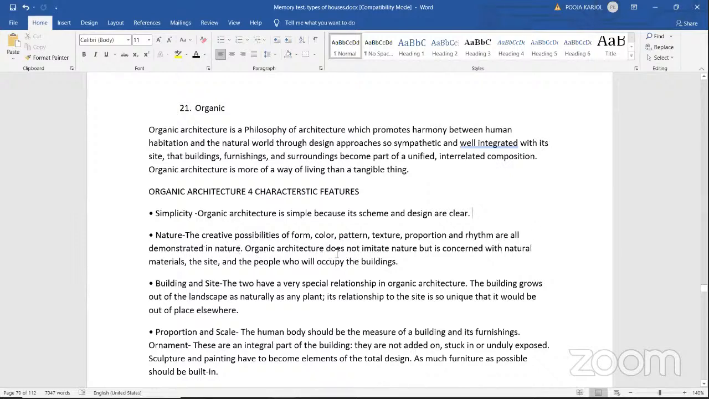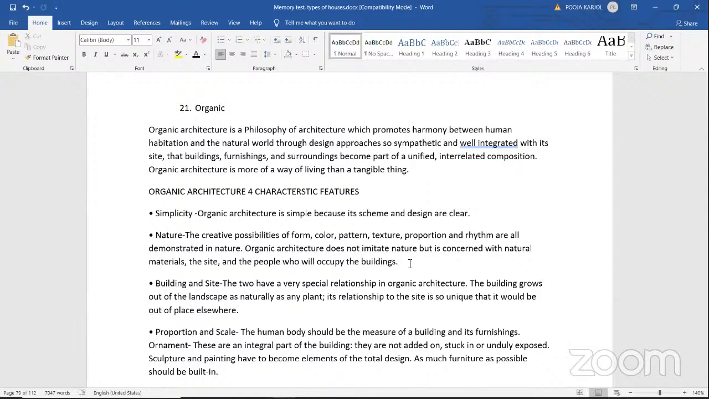Organic architecture does not imitate nature, but is concerned with natural materials, the site, and the people who will occupy the buildings. They are saying it doesn't necessarily mean the materials and the design should be taken from nature, though most of the time that is what happens. But the more of natural materials, site use.